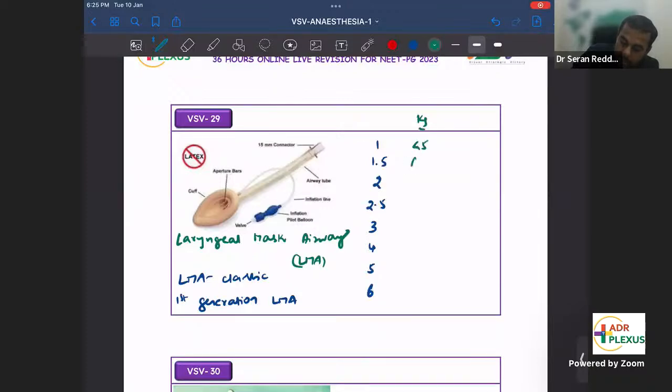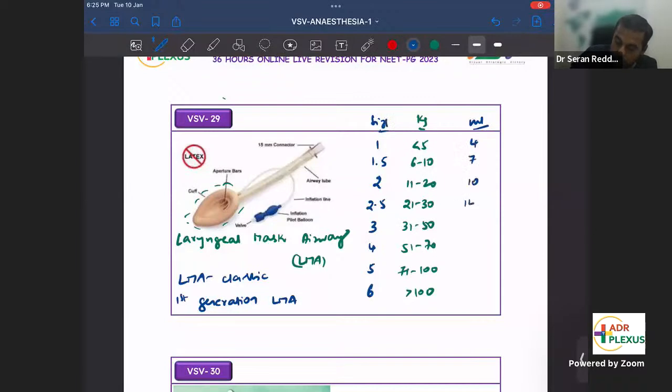This is used by weight in kilograms: less than 5, 6 to 10, 11 to 20, 21 to 30, 31 to 50, 51 to 70, 71 to 100, more than 100. And how much you have to inflate for this cuff? Volume of air in ml to be inflated: 4, 7, 10, 14, 20, 30, 40, 50.